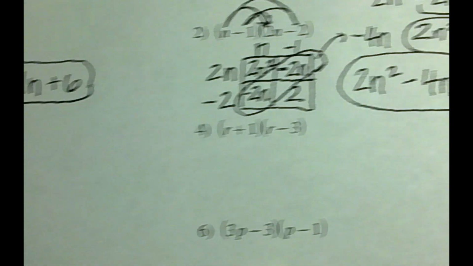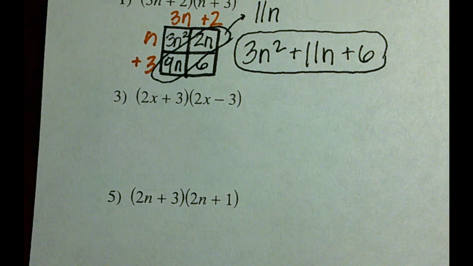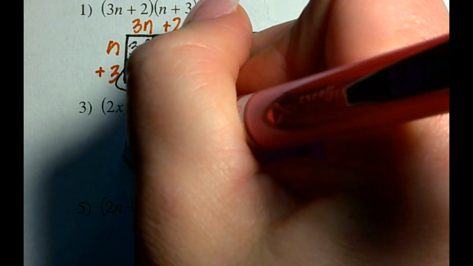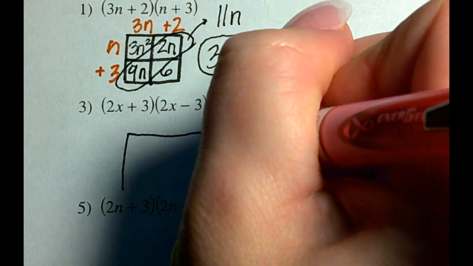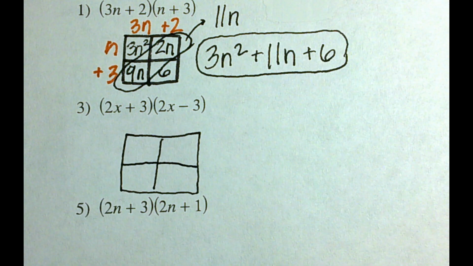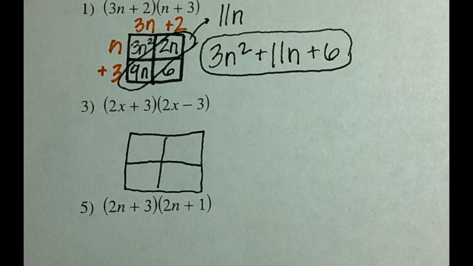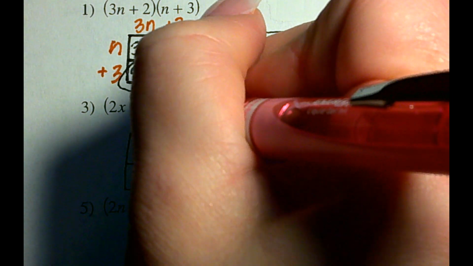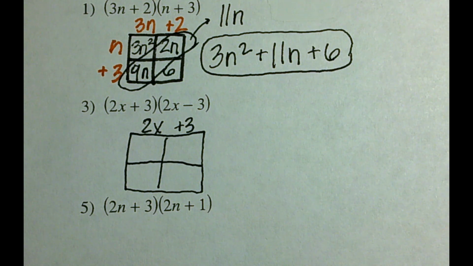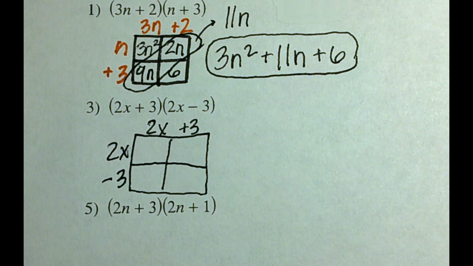Okay, let's look at number 3. I have 2x plus 3 times 2x minus 3. We will do the box method again. On top goes 2x plus 3. And on the side, 2x take away 3.